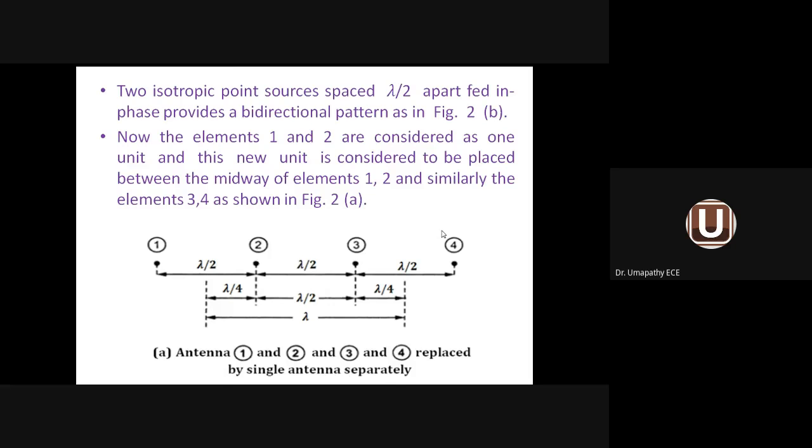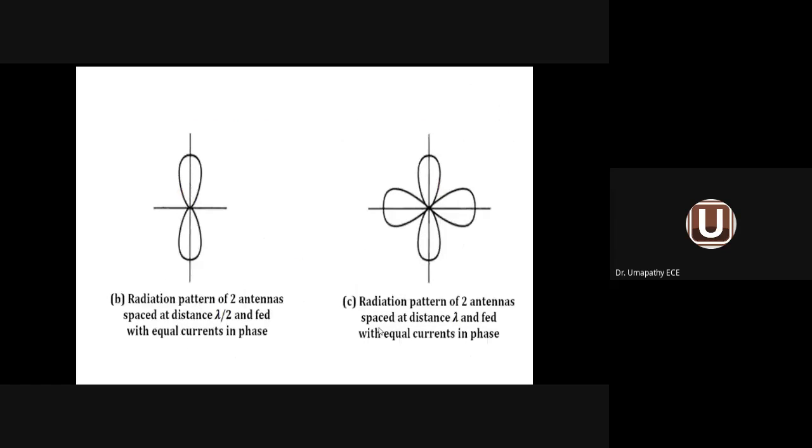So the 4 element antenna array, the total 4 element antenna setup, I am replacing by a 2 element setup, but having a spacing of lambda. So where are you keeping the elements? Element 1 in the middle of 1 and 2, element 2 in the middle of 3 and 4, with a spacing of lambda. Why lambda? Because this side is lambda by 4, this side lambda by 4. When you add everything, you will get lambda. So for 2 antenna elements having a spacing of lambda in the form of isotropic elements, the radiation pattern is readily available.